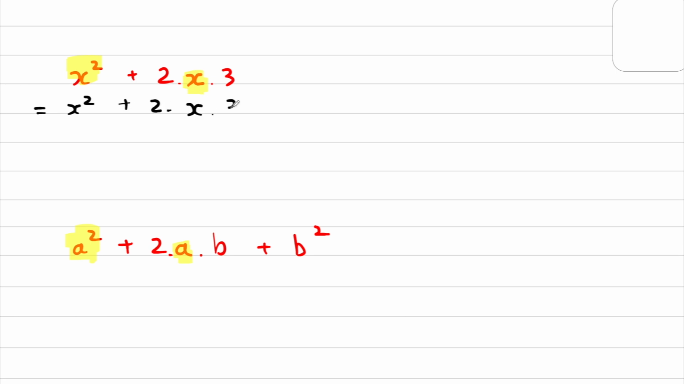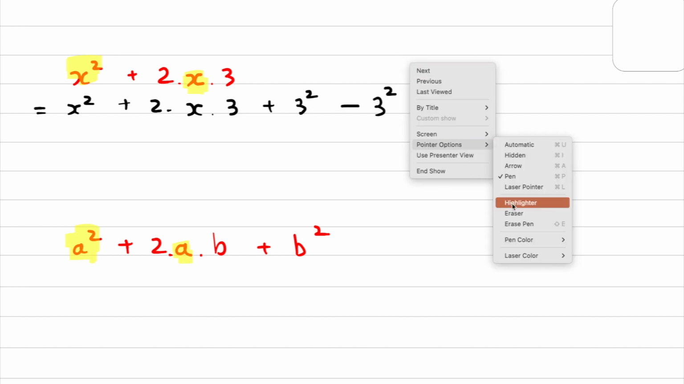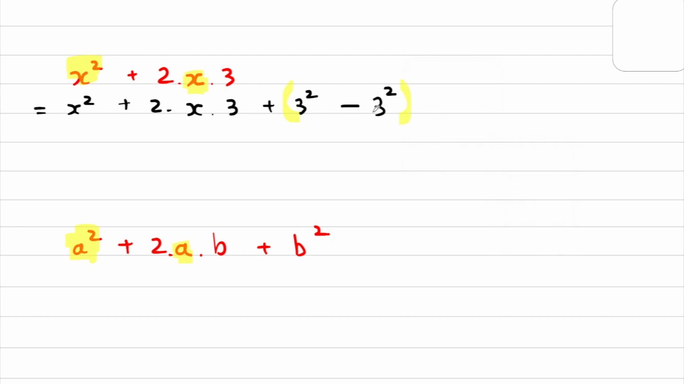So for completing the square, I need one more term. It has to be b squared, but you can see that in the original expression there is no plus 3 squared. When I add 3 squared here, at the same time I have to subtract 3 squared. And you can see that 3 squared minus 3 squared equals 0. So the new expression is unchanged from the original, but I have my completing the square form.